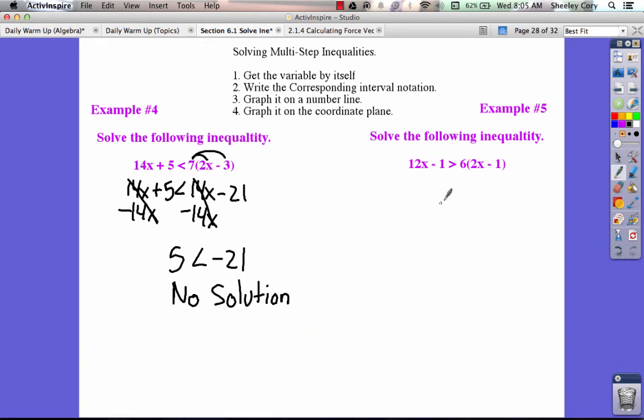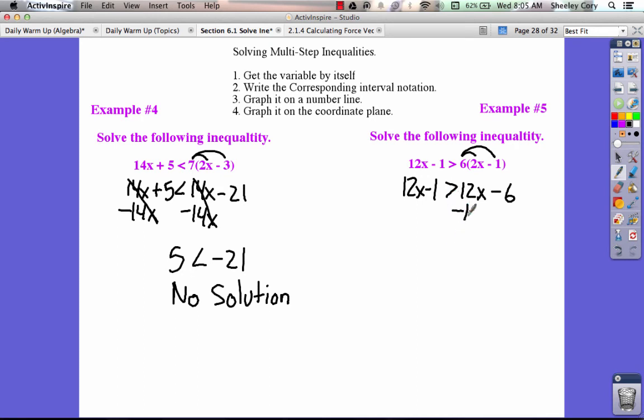Let's look at the second case. We've got parentheses again, so we're going to distribute. You get 12x minus 6. You have 12x minus 1, and we still have the greater than sign. And notice, we have 12x and 12x on the same side. We're subtracting 1 on this side, but we're subtracting 6 on this side. And it says that the left side has to be greater than.